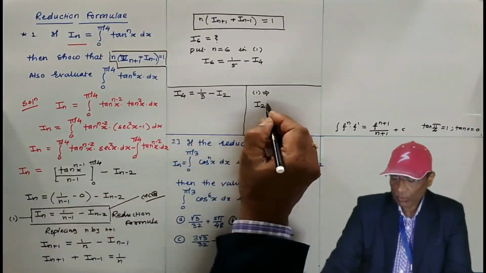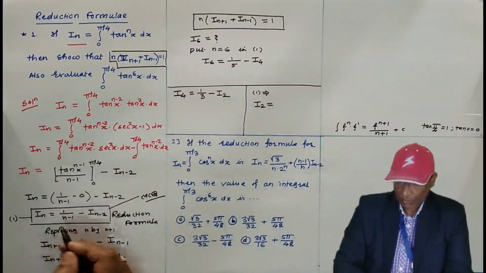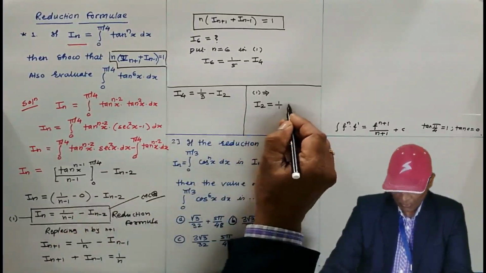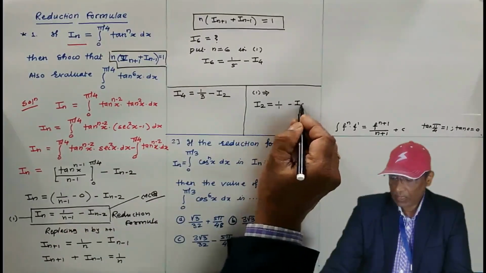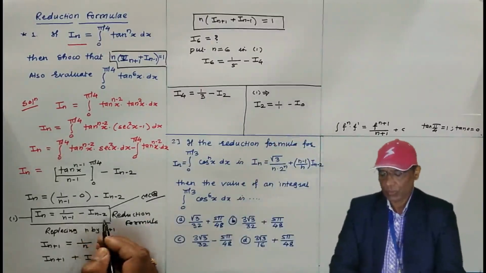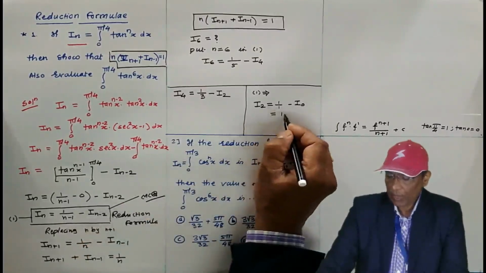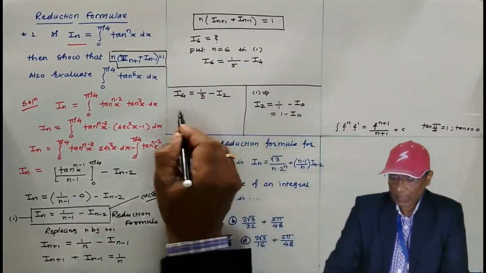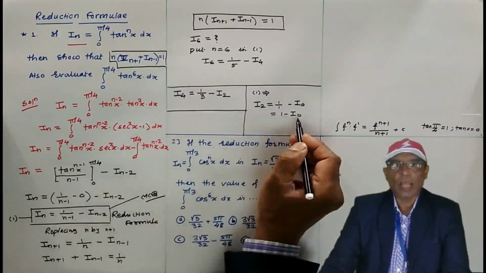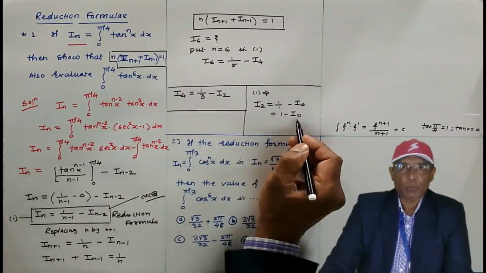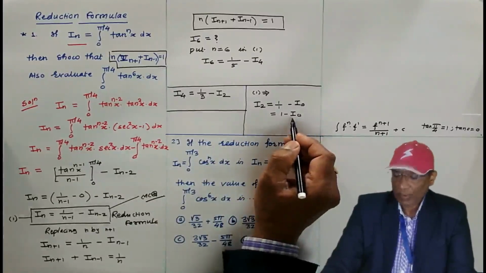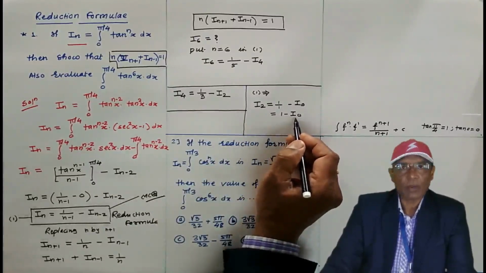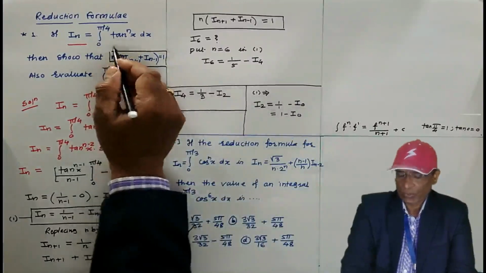If you put n equal to 2, 1 by 2 minus 1 is 1 by 1, which is 1, and here I0, since 2 minus 2 is 0. Now this is 1 minus I0. So you have to continue up to I0 or I1, because n is a positive integer. How do you find the value of I1 or I0? From the definition we have to find.